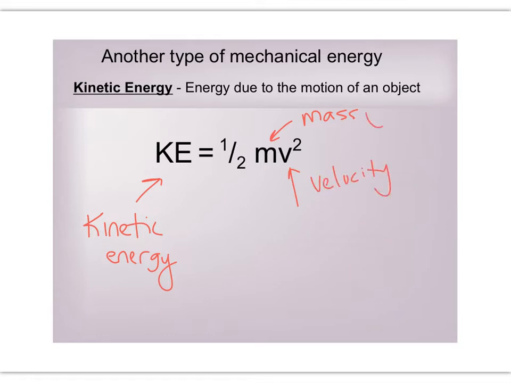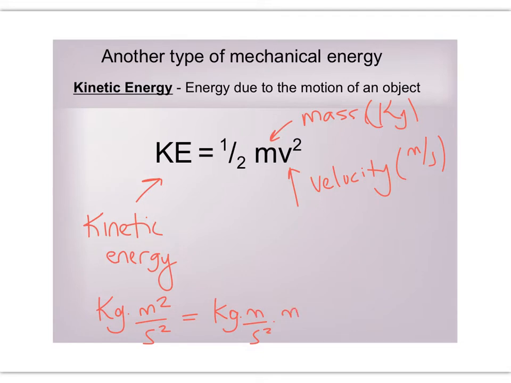The unit for mass is kilograms. The unit of velocity is meters per second. So the unit of kinetic energy would then be kilograms times meters squared per second squared, or kilograms times meters per second squared times meter. And you might recognize a kilogram times a meter per second squared is a Newton. So now I have a Newton meter, which is also a joule.